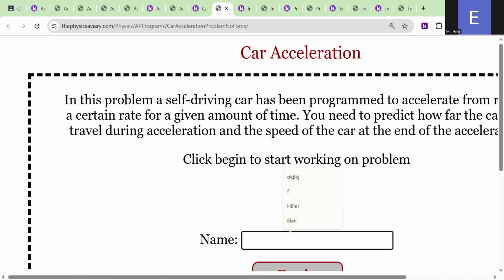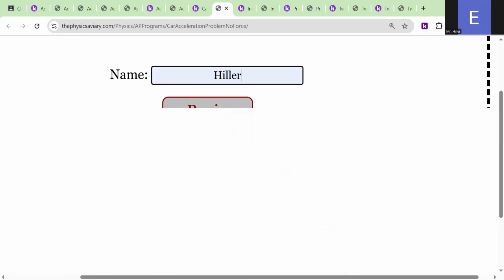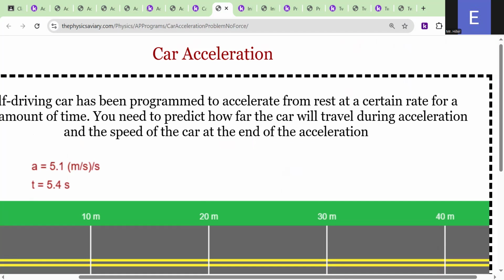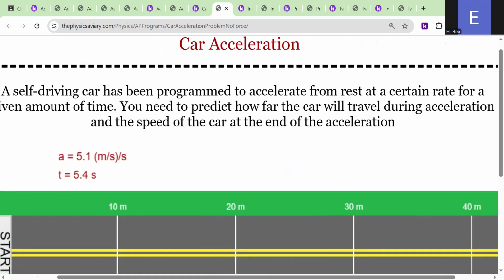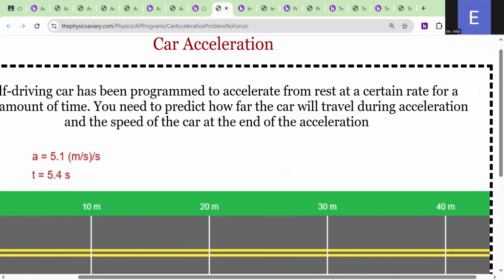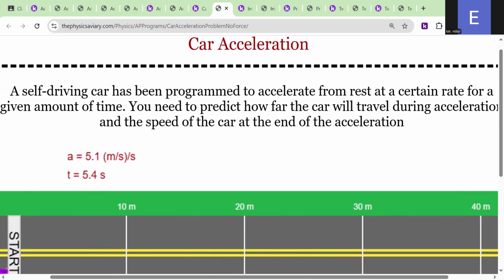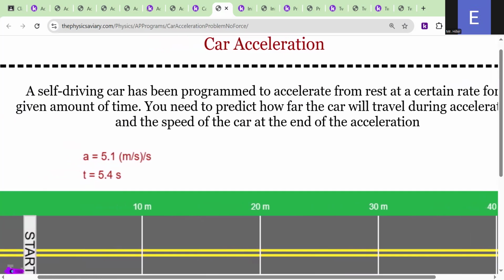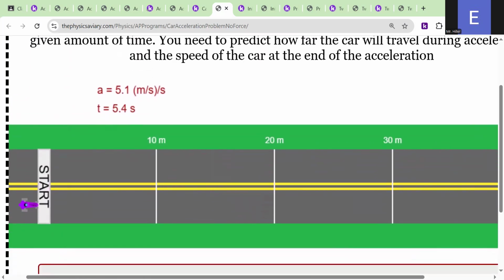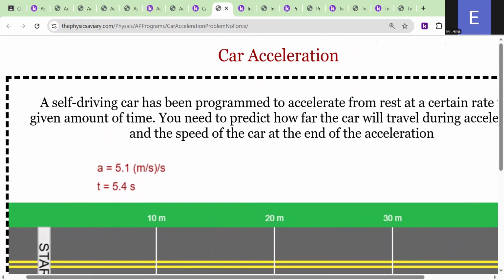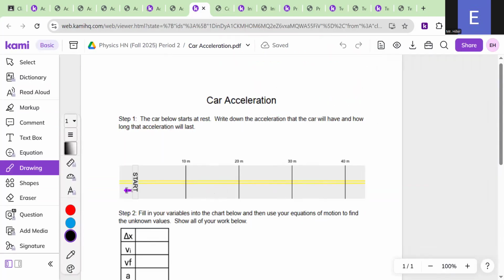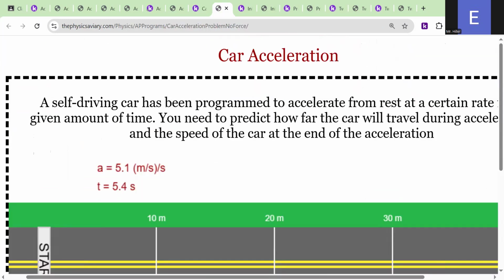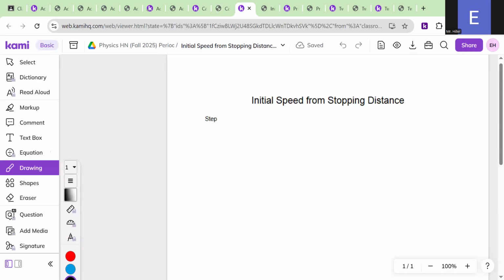Car acceleration. Okay, so you have a self-driving car and it's been programmed from rest to accelerate at a certain rate for a certain amount of time. You have to predict how far the car will travel during the acceleration and the speed at the end of acceleration. So I've got my acceleration and my time. I'm starting from rest, so let's list the information we're given here. Write down the acceleration that the car will have. In my case, A is 5.1.